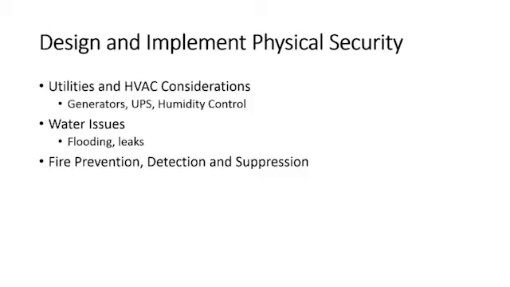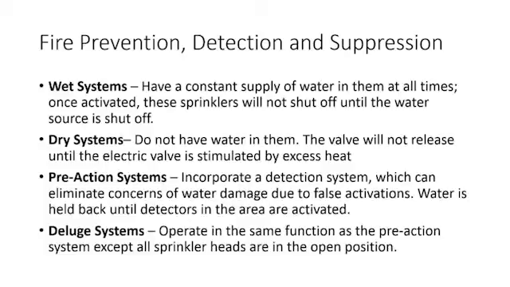And then the fire prevention, detection, and suppression. All right, we want good prevention, detection, and suppression. So let's take a look at some of these here for our fire prevention and suppression. You could have a wet system. Now, these are the little things that you see up in the ceiling, right? The little sprinkler heads that you may see. A wet system, those pipes are ready to go.